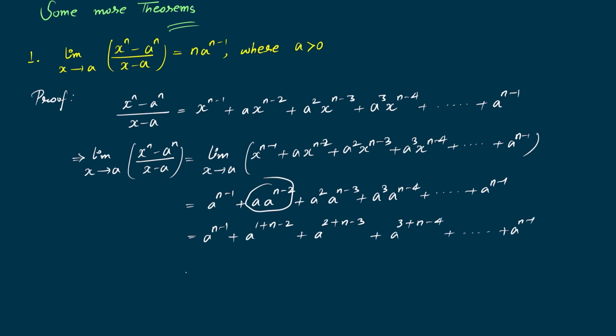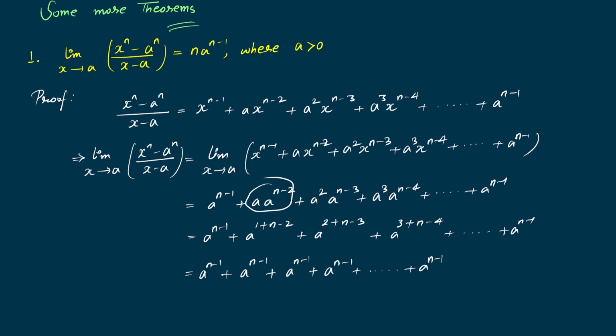Similarly here, this will be equal to a to the power n minus 1 plus, if you simplify this portion, plus 1 minus 2 will be minus 1, so here it will be a to the power n minus 1. Similarly in the third, up till the last term, it is also a to the power n minus 1. See, in every term we are now getting a to the power n minus 1. Now the question is, how many a to the power n minus 1 are there?